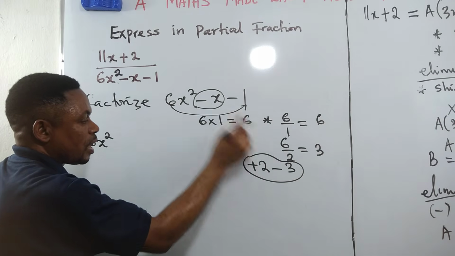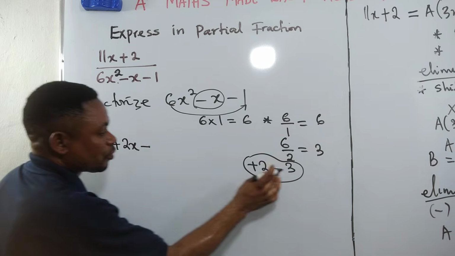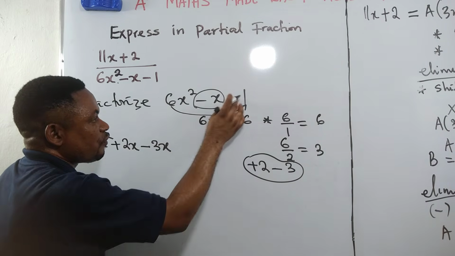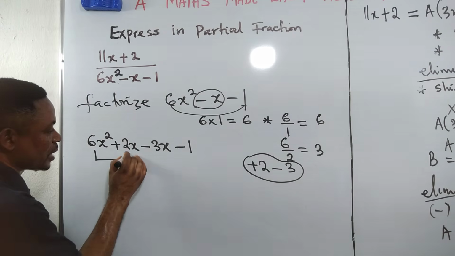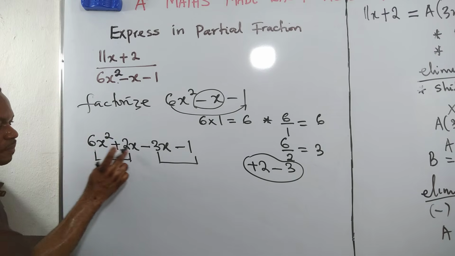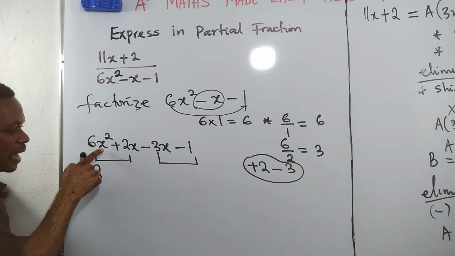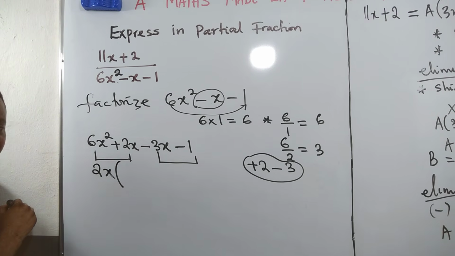Remove this now and put these values. We have plus 2x, are you with me? Minus 3x. Finally, minus 1. Am I communicating? So the next thing is to factorize this and factorize the other one. Now check what is common here. 2 can divide, 2 can divide. I'll factor 2. There is x, there is also x. Factor x. And open the bracket.